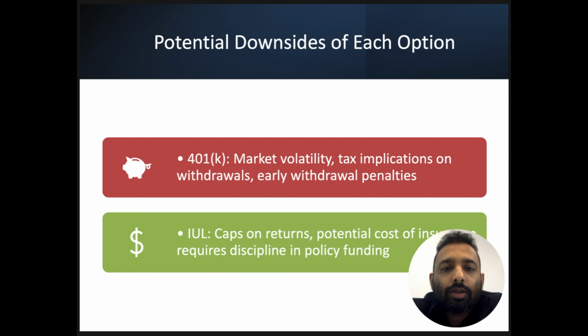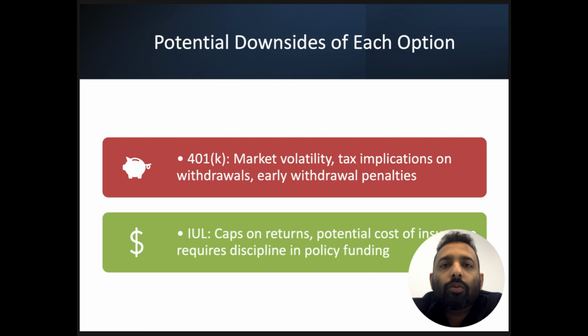A 401k has high market volatility and has tax implications on withdrawal and early penalties, versus an IUL, which has a cap on return, like I mentioned, the cap at 10%, and the potential cost of insurance. You have to pay for insurance, because obviously it comes with insurance. You would have to pay the insurance cost and require discipline in the funding.